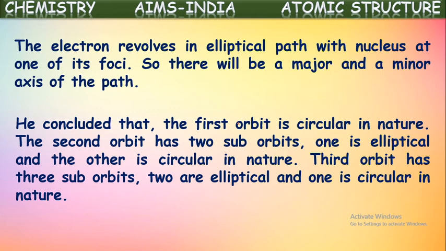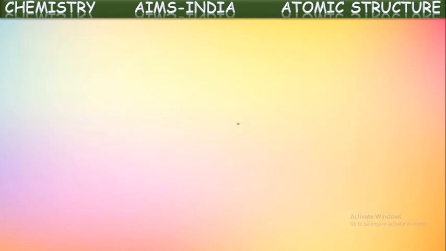Suppose in the first orbit, electrons are revolving in the circular path only. In the second orbit, there are two sub-energy states. Some electrons are in the circular path and some electrons are revolving in the elliptical path. That's why the second orbit, or second energy level, is said to have two sub-energy levels. Coming to the third energy level, the third orbit has three suborbits. One is circular, two are elliptical in nature. Okay, that was given by Sommerfeld.